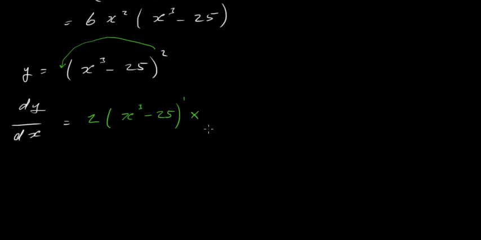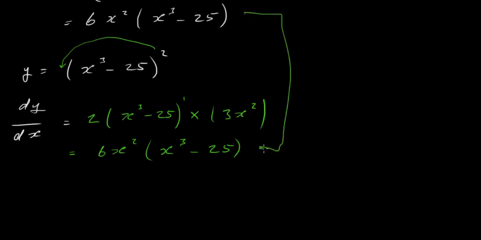We are then multiplying that by what we get when we differentiate what's inside the bracket. So differentiate what's inside the bracket here and you get 3x squared, and the minus 25 just becomes 0. And that's it. Again, multiply the 3 by the 2, you get 6x squared, and here you've got x cubed minus 25. So that's a quicker way of doing it. Just take the 2, bring it down here, leave the bracket alone, reduce by 1, and then differentiate what's inside the bracket. And you can see we get the same answer there.